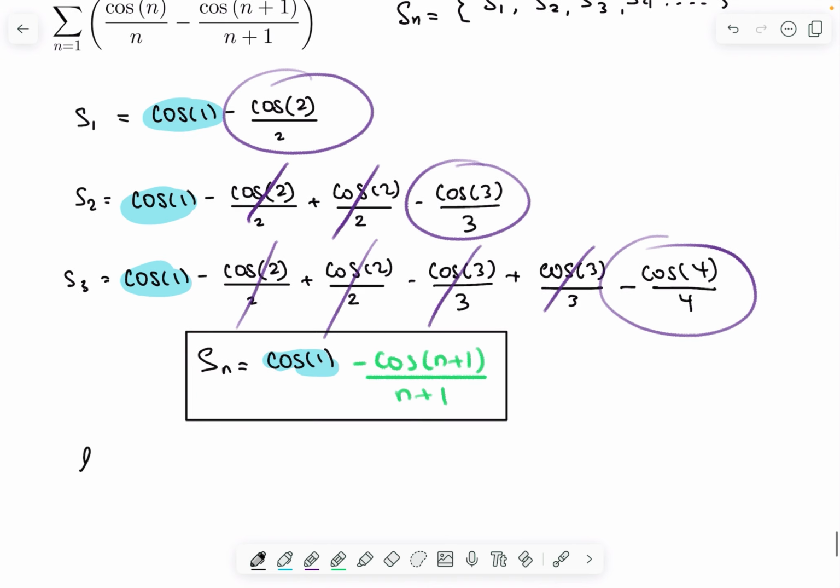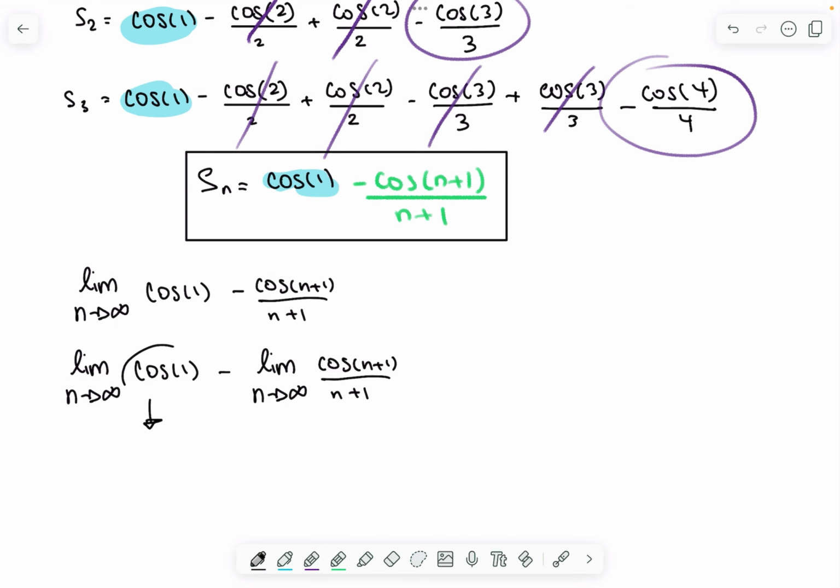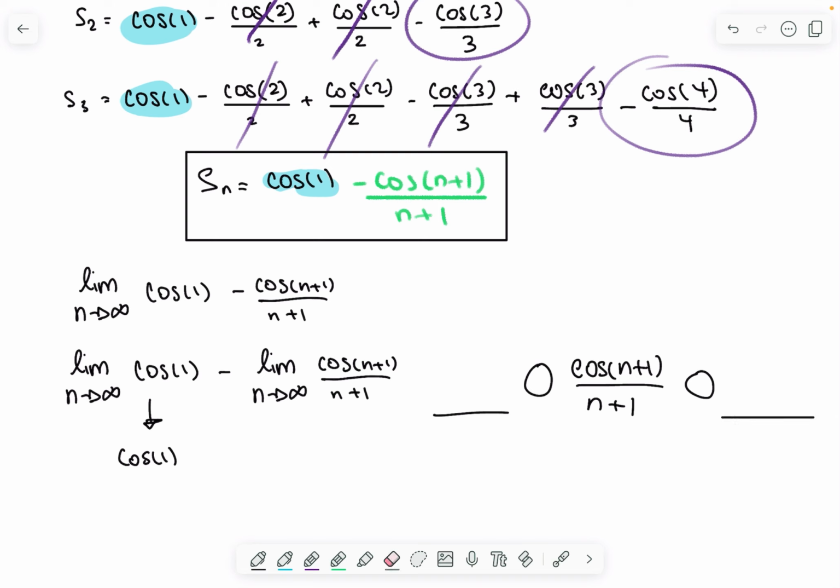So the limit as n approaches infinity of cosine of 1 minus cosine of n plus 1 over n plus 1 is what? Well, using your limit rules, you can just split this up. This is just a constant, it's just a number, there's no variable in there, so that just becomes cosine of 1. And then this is where we use squeeze theorem. Squeeze theorem says, just take this, put it in the middle, and then find two other things, one that is less than that and one that is greater than that.